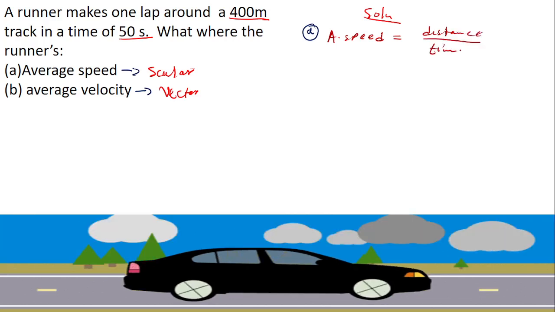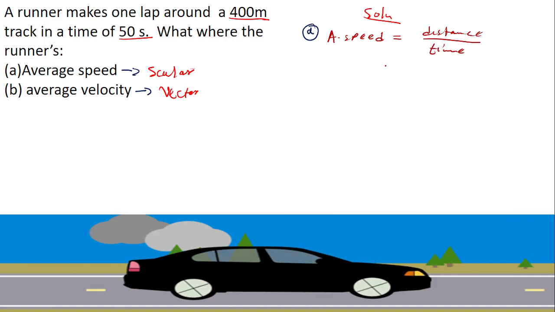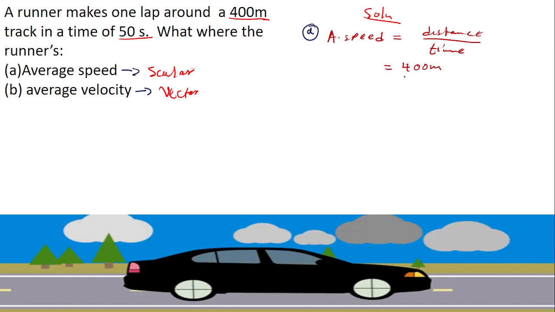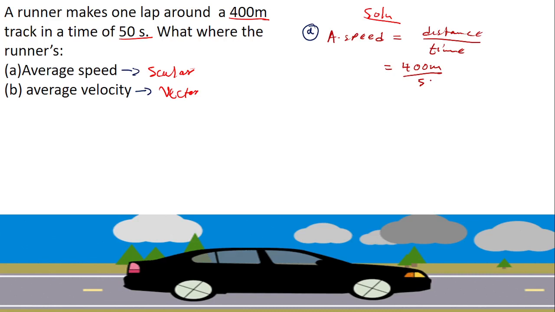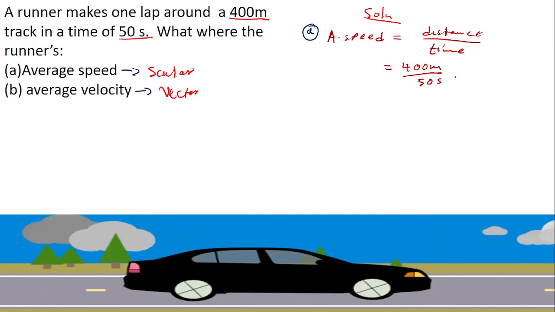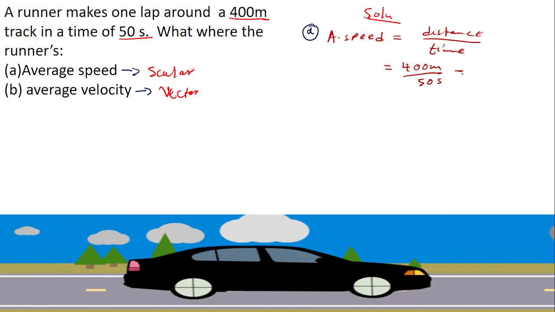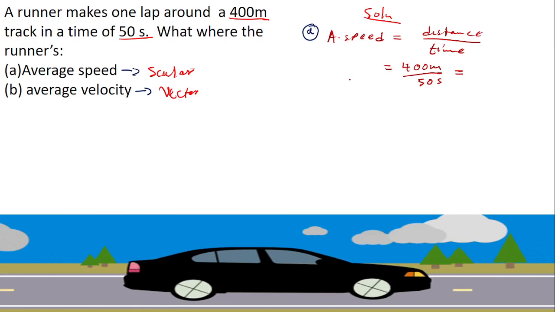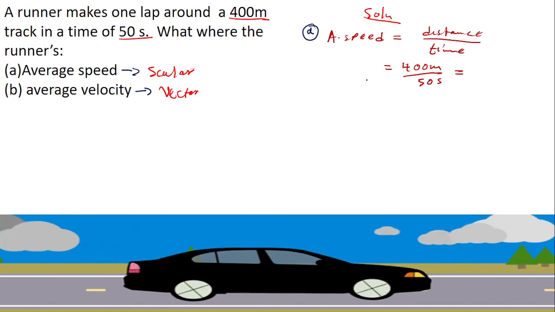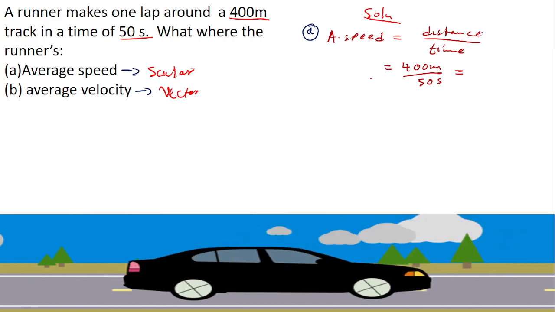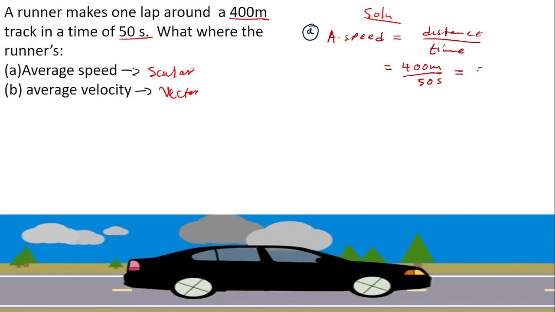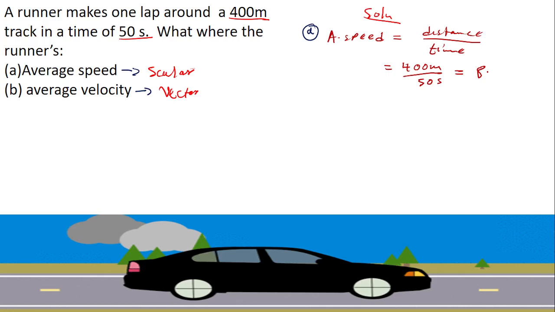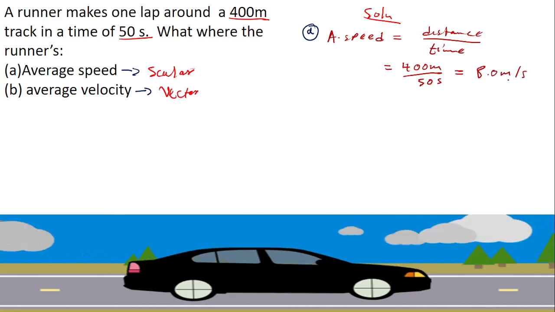Over time. If you check the question, the distance that has been traveled is simply 400 meters. So we say 400 meters over 50 seconds. What are you having when you say 400 divided by 50? Someone with a calculator, quickly. 8. All right, that's correct. The answer is just 8.0 meters per second. Remember to put the SI unit.